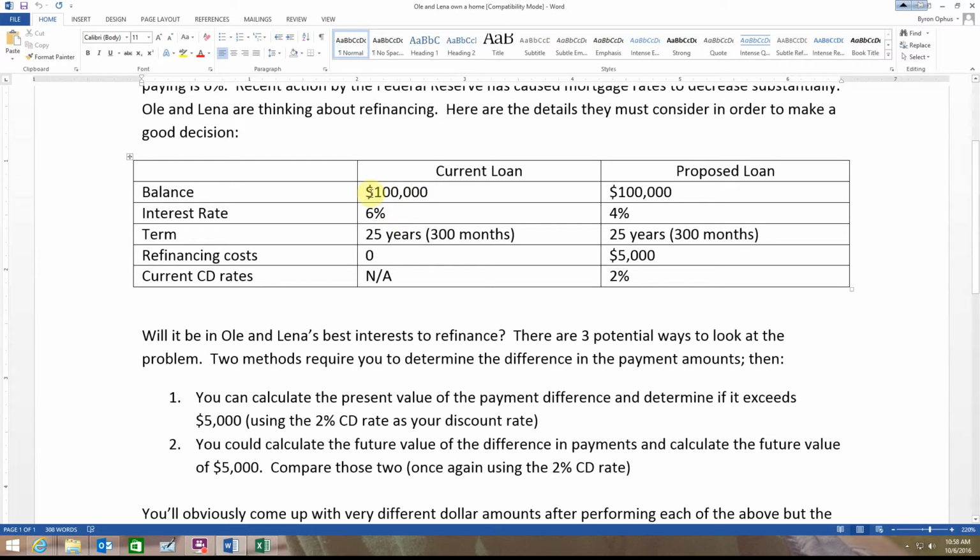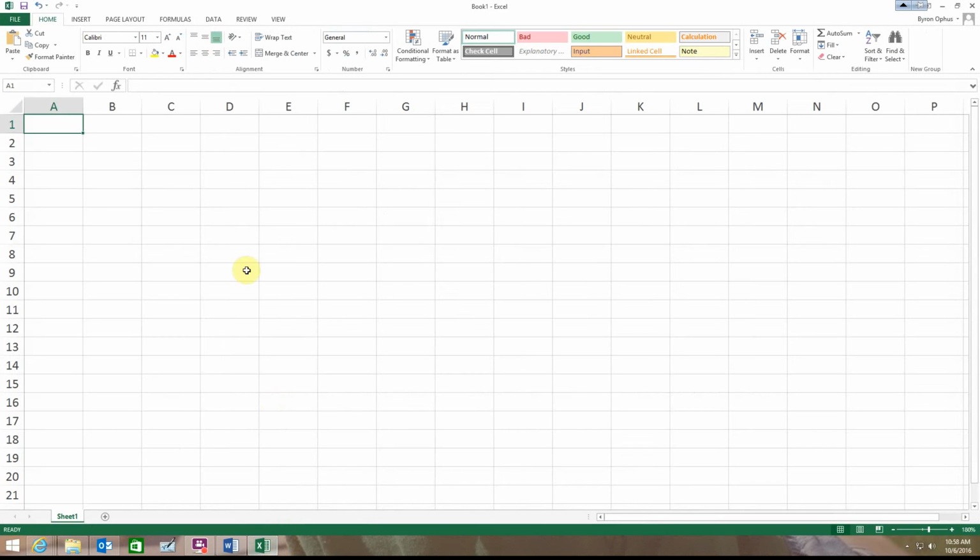So what are we going to have here? The loan amount's the same. The interest rate's obviously different. The term's the same. It's going to cost us money to refinance, and if I didn't spend it on refinancing, I could invest it at 2%, right? So I need to know that. Obviously my payment's going to be a little less on this one. I'll give you some examples. Let's call this option 1.